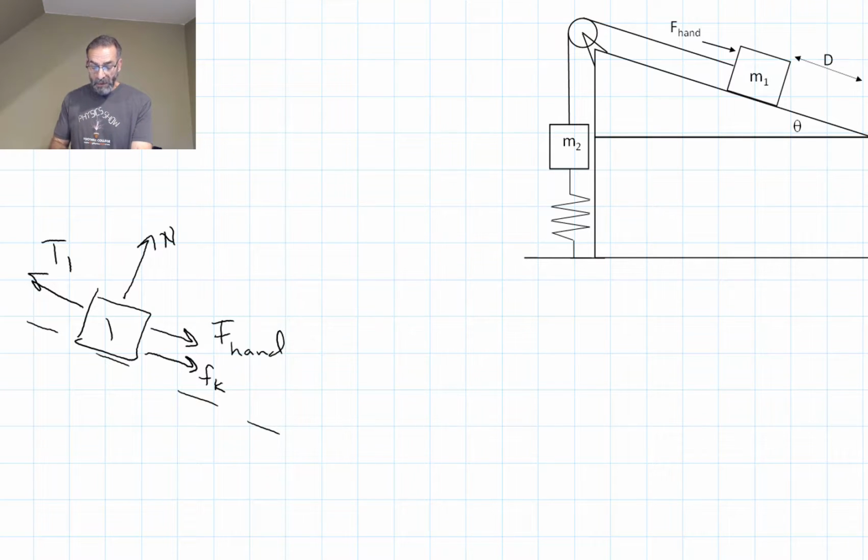There's only 1 normal force in my system. There's only one friction force. I don't need subscripts there. What can reach in from a distance?